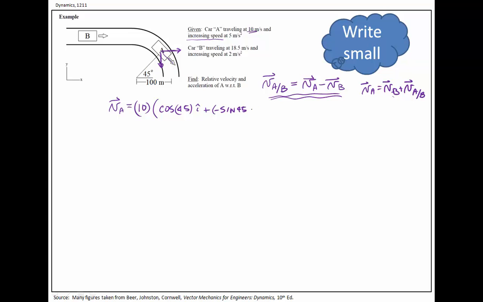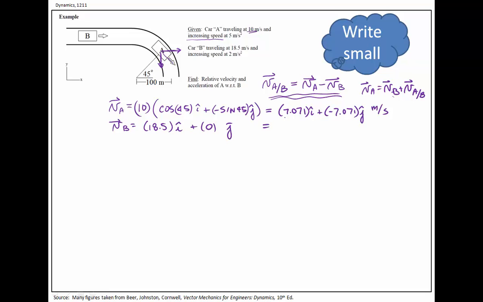And once again, of course, we have 45 degrees here, j. So that's going to equal 7.071 for significant figures times i plus negative 7.071 times j. And if we want to be complete and be careful, we could also put meters per second, put our units in there. And the velocity of B, well, that's really pretty easy. That is simply going to be 18.5 i, right? And then plus 0 j.